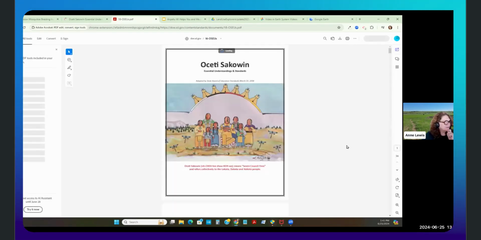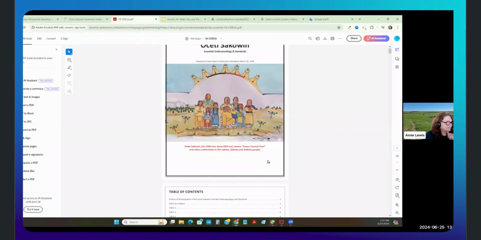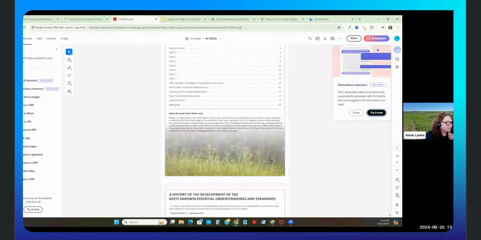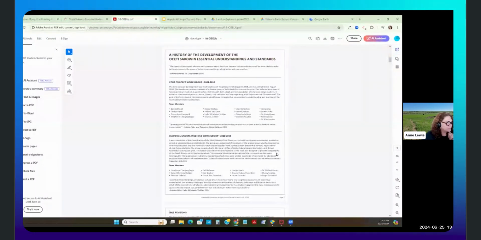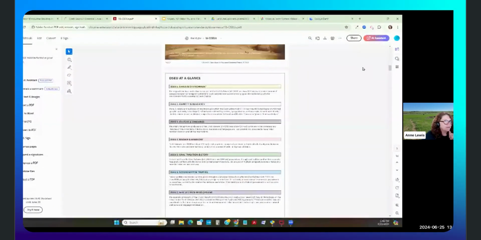These are currently being revised. They're referred to sometimes as content standards, but they're not really content standards. They're more what you should understand. Once I get done scrolling, let me go ahead and make this bigger if I can.